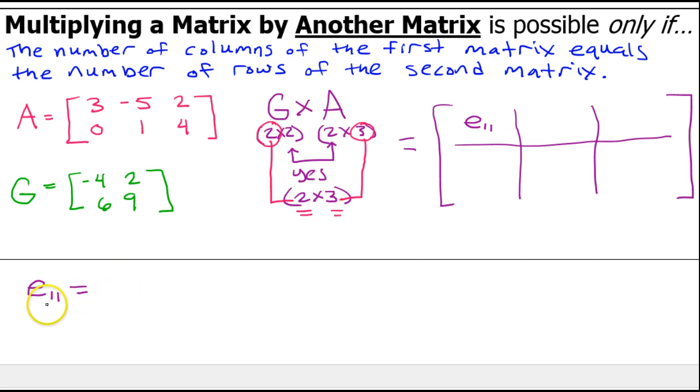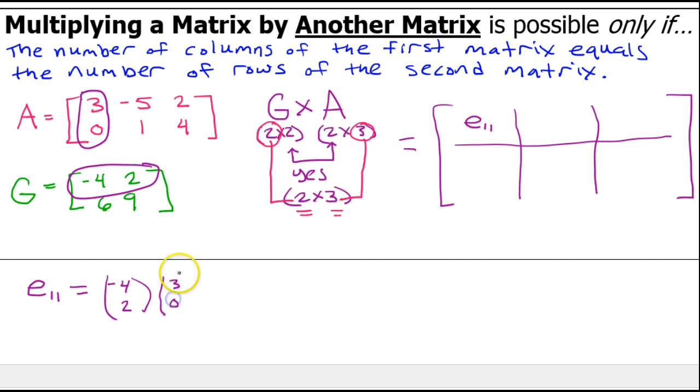So what I do is I take row 1 of the first matrix and I multiply it times column 1 of the second matrix. I'm going to take row 1 from matrix G, so I've got negative 4, 2. And yes, even though that's a row, I'm going to write it vertically, and you'll see why in a minute. I'm saying first and second because I'm doing G times A. So for this problem, G is first and A is second. So row 1 of the first matrix, column 1 of the second matrix. There's row 1 of the first matrix, and here comes column 1 of the second matrix. I wrote them both vertical so that I can easily multiply them together.